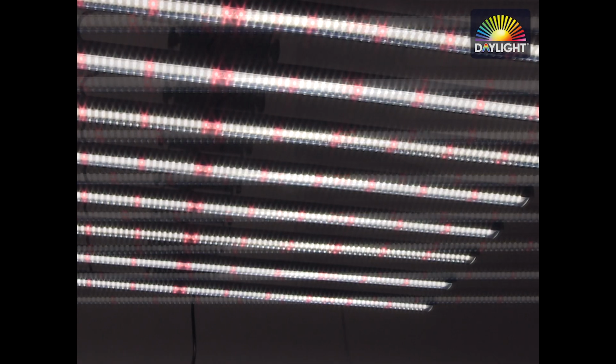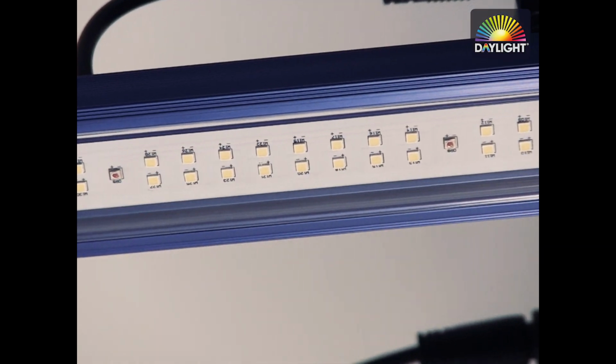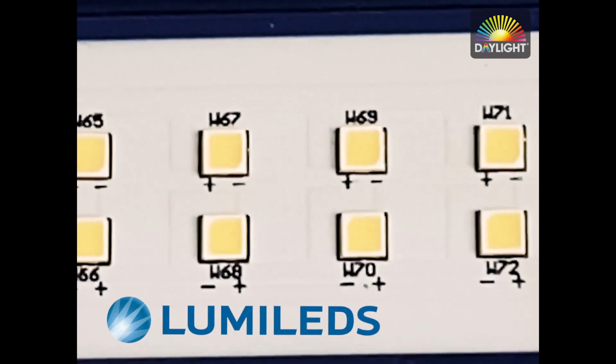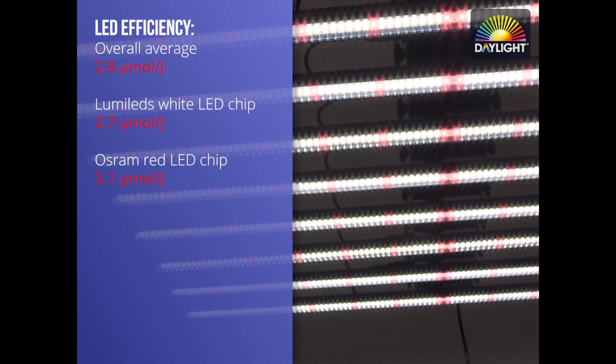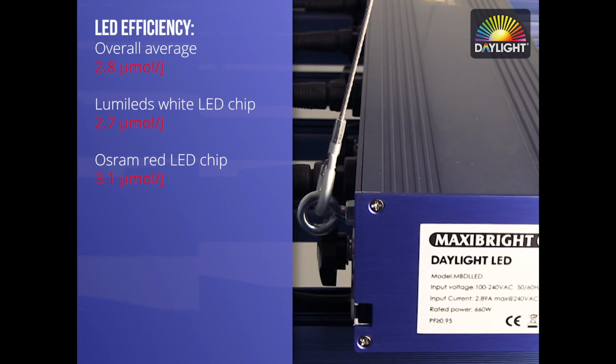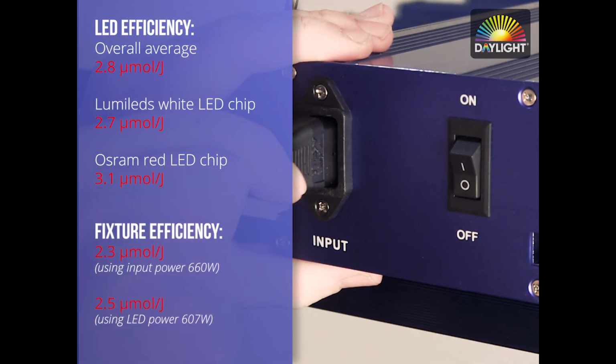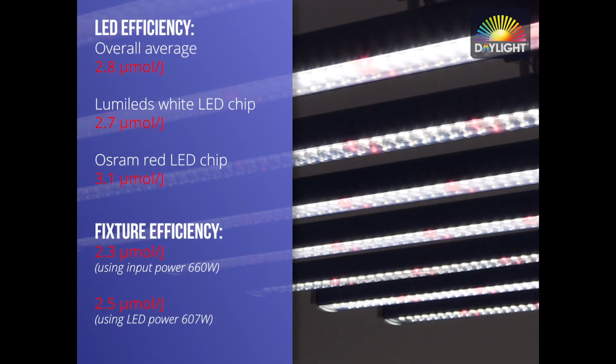Deep red photons increase branching, leading to more flower sites and higher yields. Only top-tier, ultra-high-performance Osram and Lumileds LED chips are used, with specialist red diodes producing 3 micromoles per joule, overall diode efficiency reaching an incredible 2.8 micromoles per joule, and, thanks to the unique Daylight Specialist LED driver, the fixture's system efficiency has been measured at 2.3 micromoles per joule.